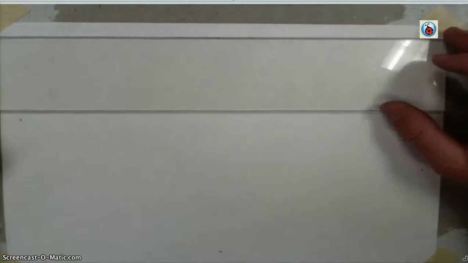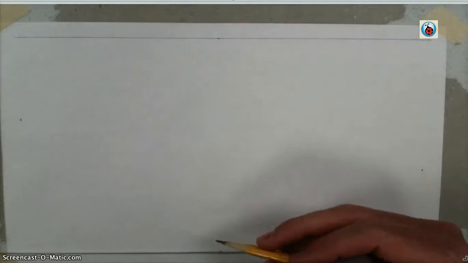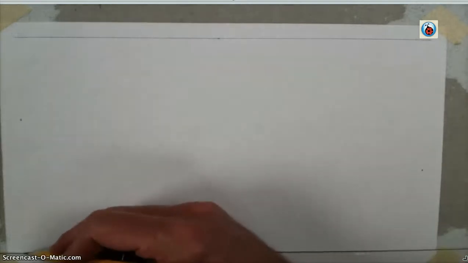Our horizontal lines are going to be drawn with our T-square. So we take our T-square, handles against the edge, line it up with our mark, lightly draw your line across. There's our top line. Do the same thing for your bottom line. T-square against the edge, lightly draw a line across.